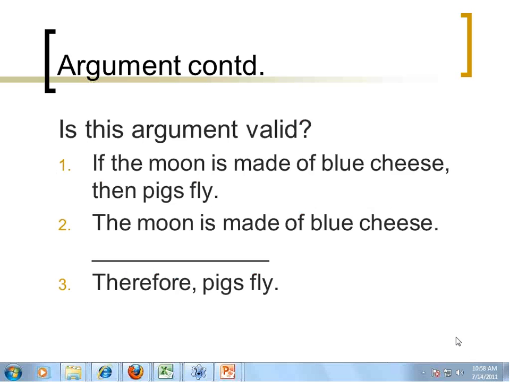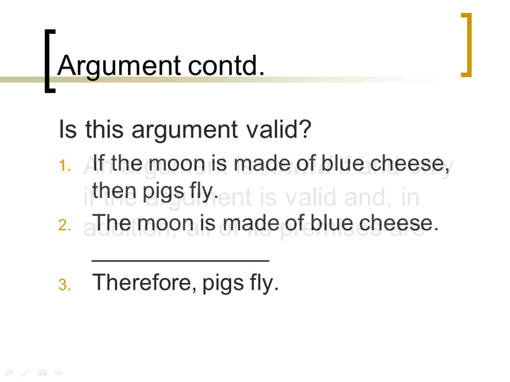Romain, you're saying it's sound as well? Okay. I think it's valid and sound. You think it's valid and sound? Yes. Ruth? Yes or no? Is it sound as well? Okay, well, I disagree with you both.